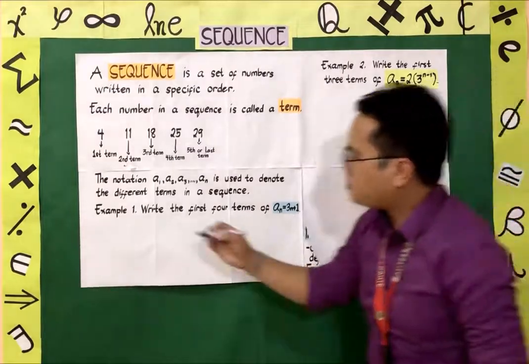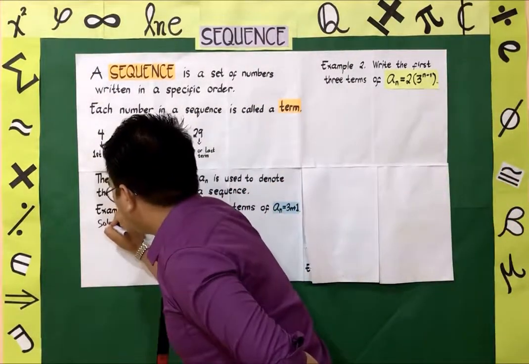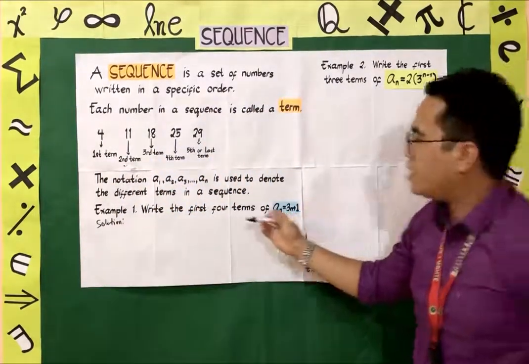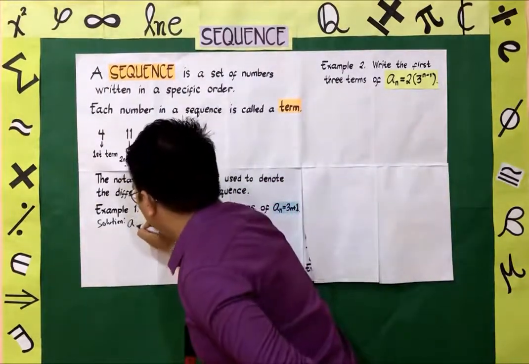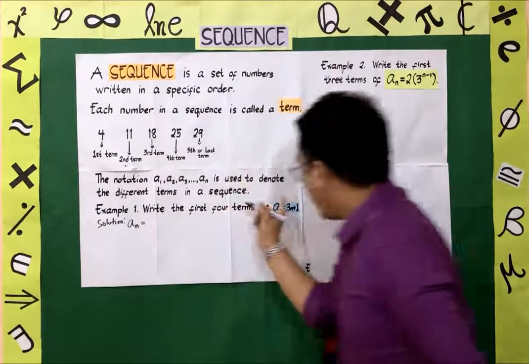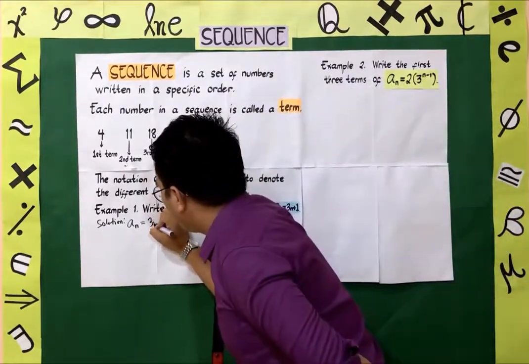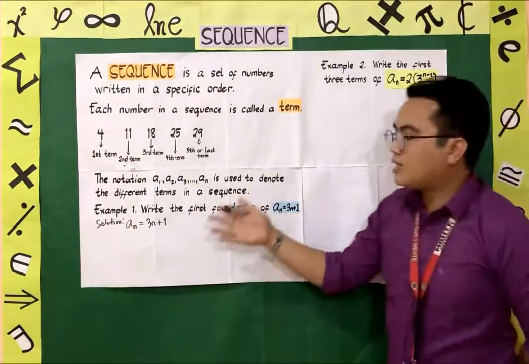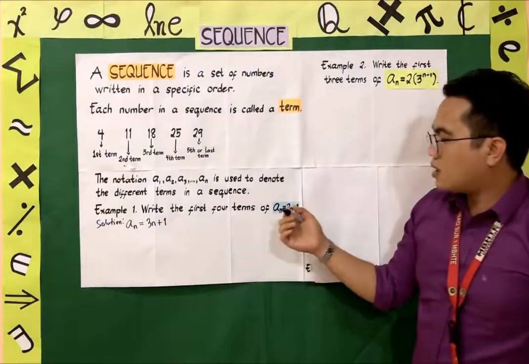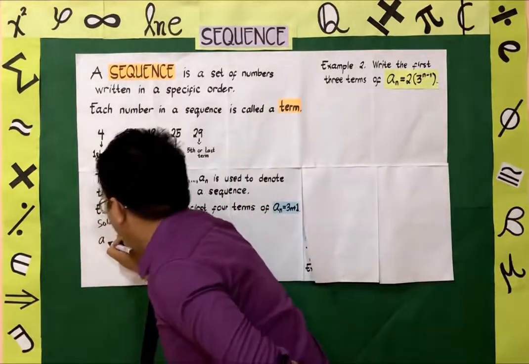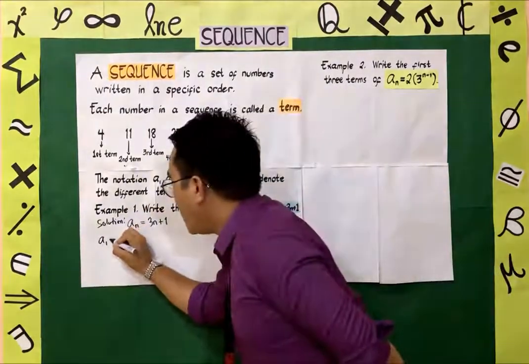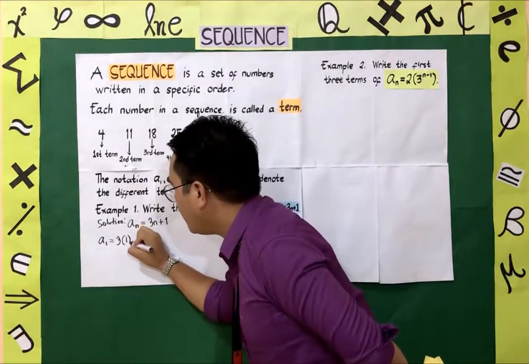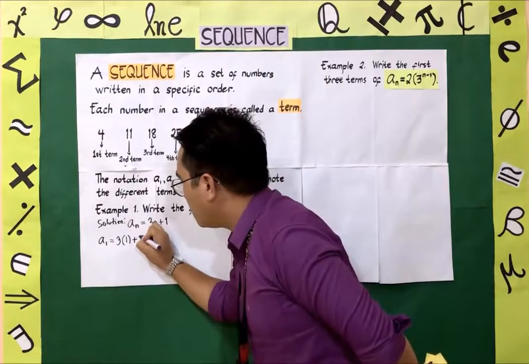Okay, to solve this one, first you just copy the given equation or the formula. A sub n is equals to 3n plus 1. So after you copy, let me first find the first term. So that is, the first term is a sub 1. So a sub 1 is just equal to 3 times 1 plus 1.